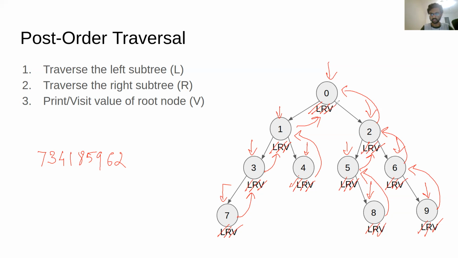And we strike out V and print 0. We visit 0. And since 0 is the root, it has no parent. So we can conclude we have completed the traversal. Hence the output is 7 3 4 1 8 5 9 6 2 0.